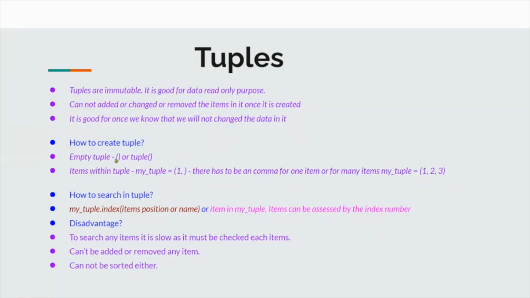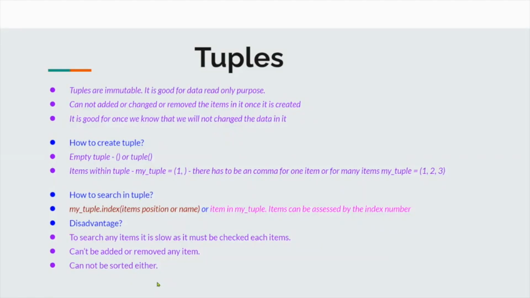The empty tuple, this is how you can create it: a name of the tuple, like my_tuple, equal sign and then the brackets. I'll go through an example in code, I'm just going to some sort of cheat sheet, details.